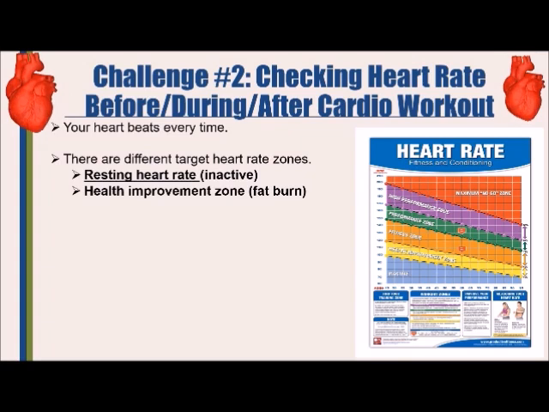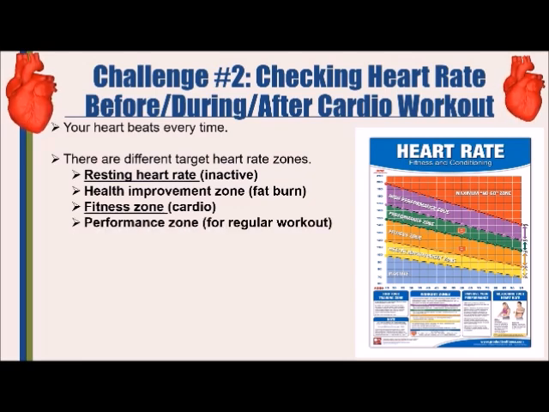And this is another target heart rate zone. It's called the health improvement zone. In other words, fat burn, fitness zone. Yep, that means that we're doing cardio. That's your target heart rate zone. So if your heart rate is in the fitness zone, that means that you're basically doing a cardio workout.